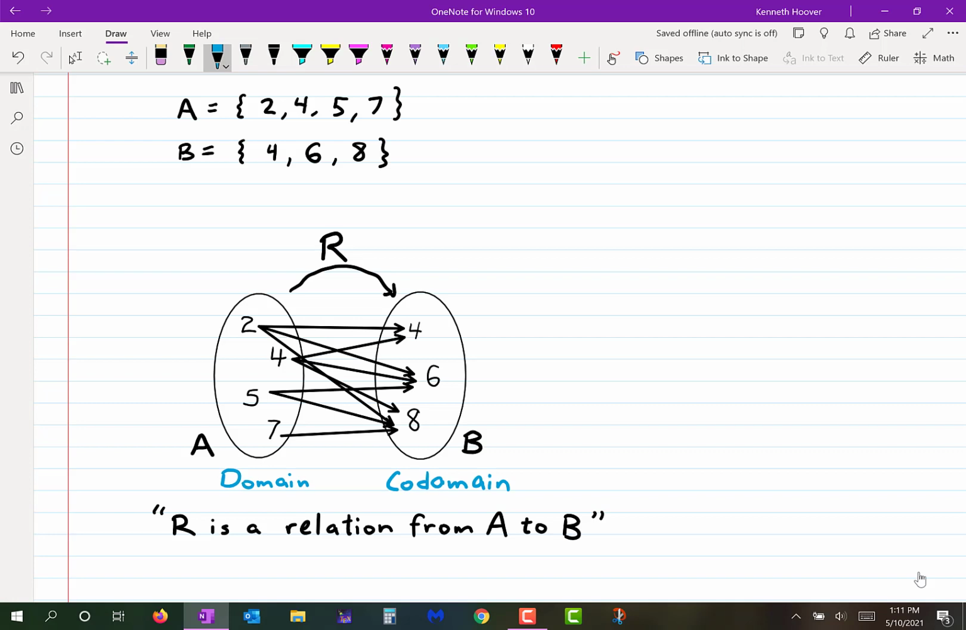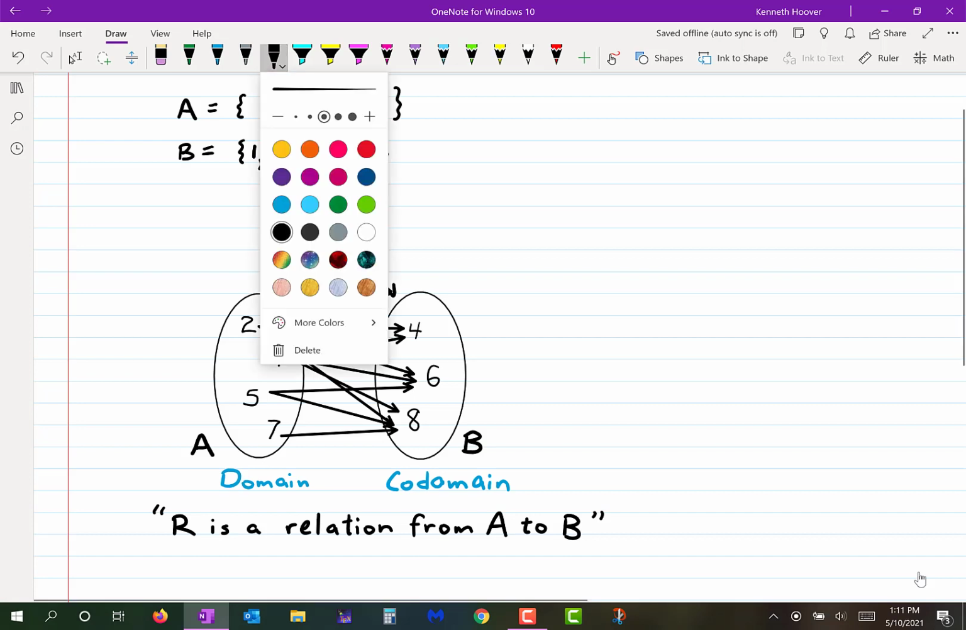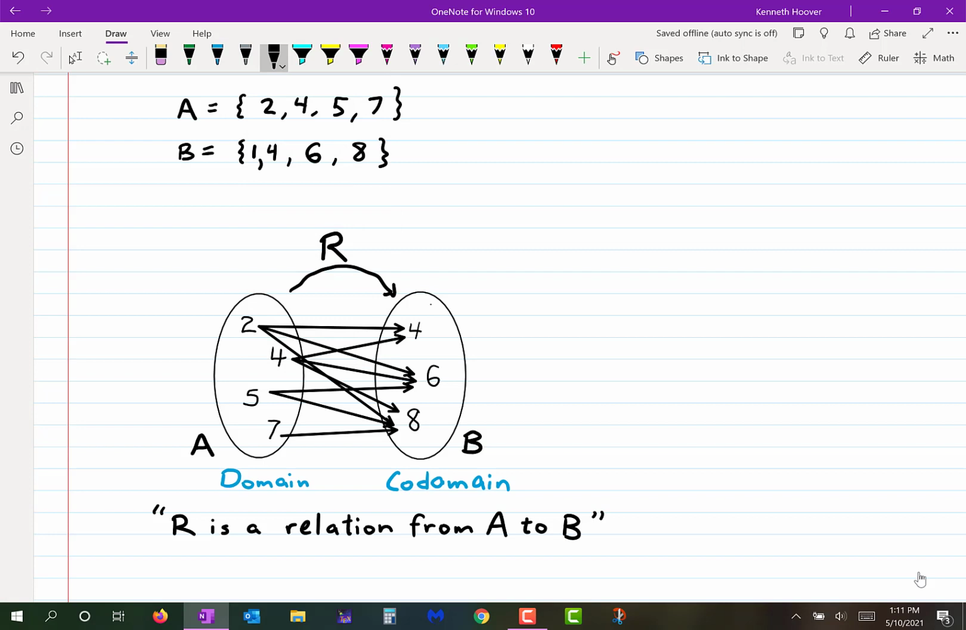In fact, I'm going to add another number to B. Let's add a 1 in there as well. Okay, so you see why B is not called the range, because there are no elements of A that are related to the number 1 in B. That's why B is not called the range. Okay, it's called the codomain.